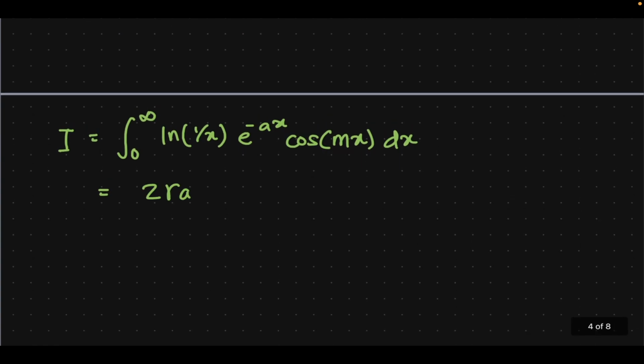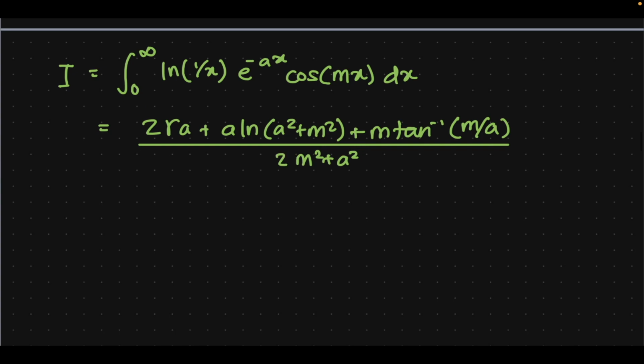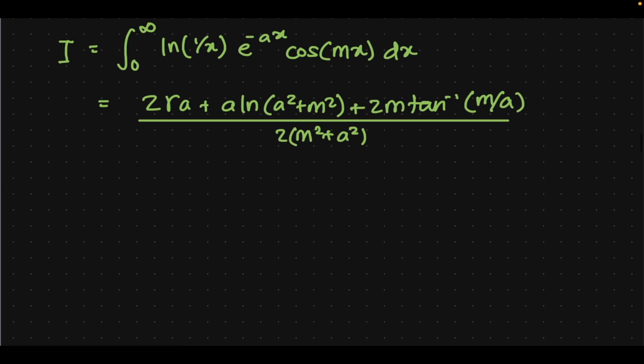So we can write that out: 2 Euler-Mascheroni times a, plus a natural log of a squared plus m squared, plus m times the inverse tangent of m by a, divided by 2 times (m squared plus a squared), and there should probably be a 2 for the inverse tangent as well. Yeah, that's right. So this is what they had asked of me, and I have solved it.